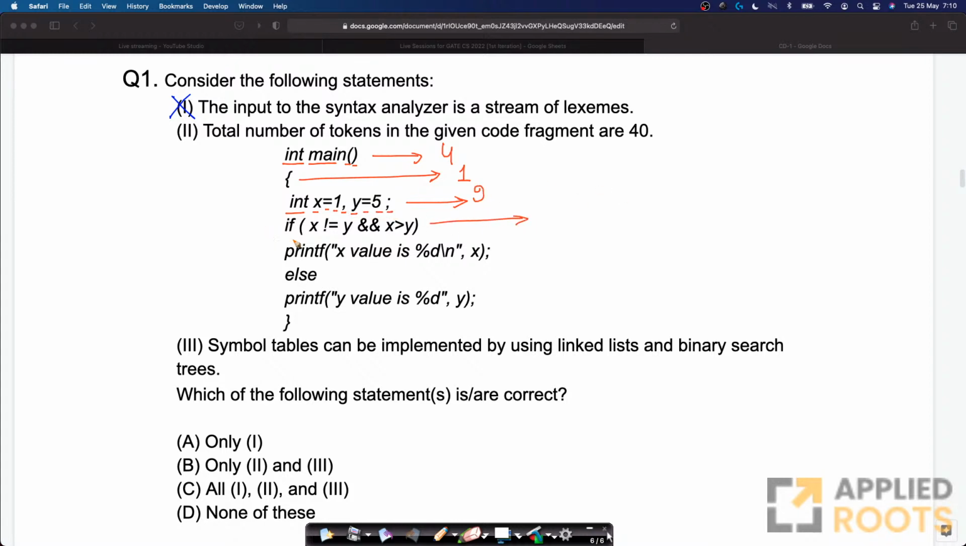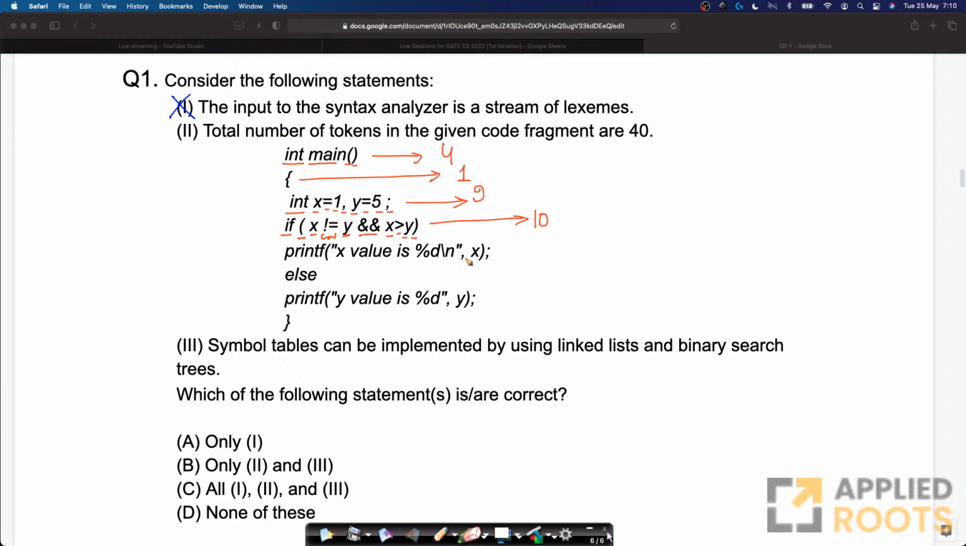What about this? So 1, 2, 3, this is one whole symbol. This is not equal to symbol, right? So 1, 2, 3, 4, 5, 6, 7, 8, 9, 10, right? So total 10. Again, double ampersand also is one logical unit, right? If you think about it in terms of tokens, so double ampersand will generate one token.